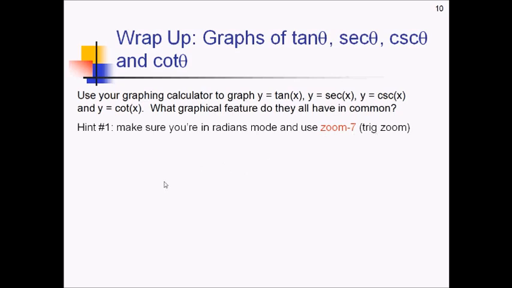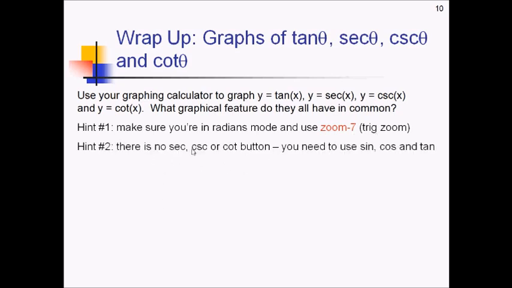And another helpful hint for you, there are no secant, cosecant, or cotan buttons on your calculator. So you're going to need to use sine, cosine, and tangent. You're going to have to do like a 1 over sort of situation. So pause the video and see if you can graph those out and just give them a quick sketch on your handout. Don't worry about being super accurate, just get the basic shape.